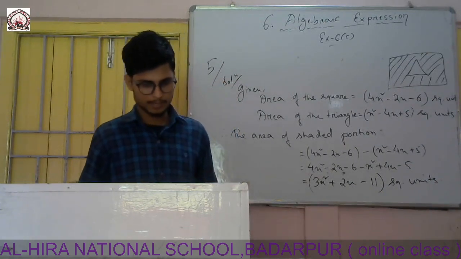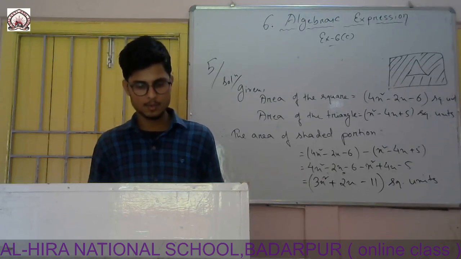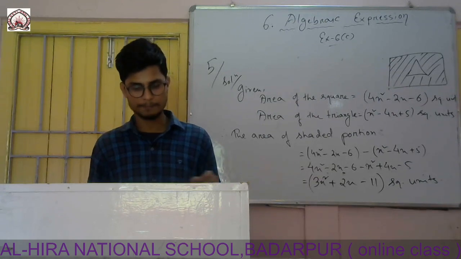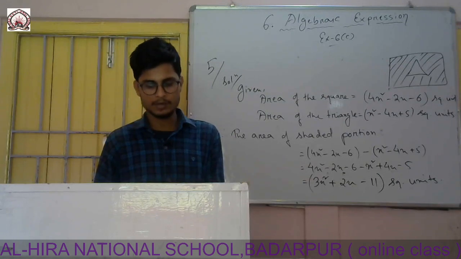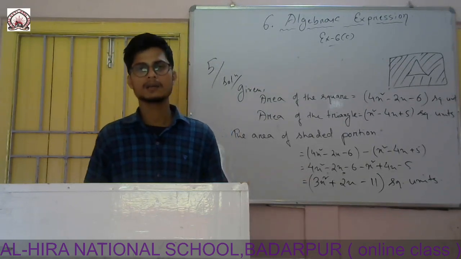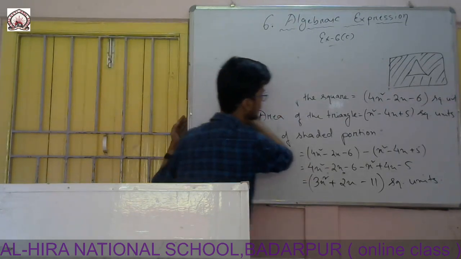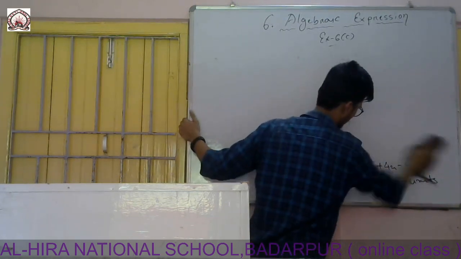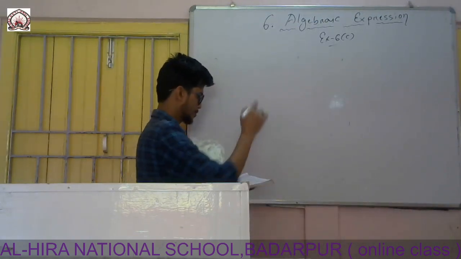Okay, now see question number 6. Find the sum of x square minus 2x plus y square and x square plus 2xy plus y square. Subtract from the sum. First of all I have to do the sum of the first two expressions and then I have to subtract it from the third one. So let me do the sum first. Okay. So question number 6.